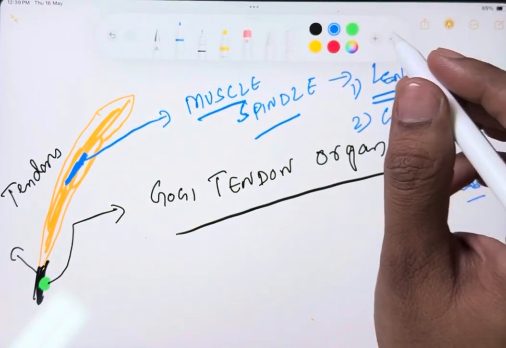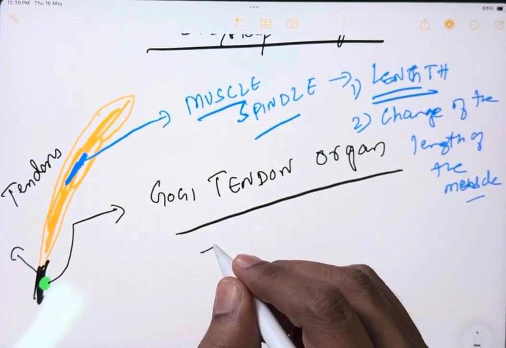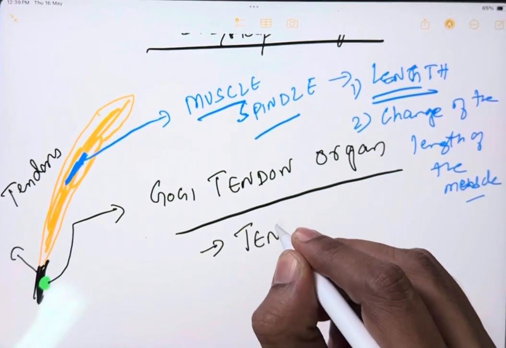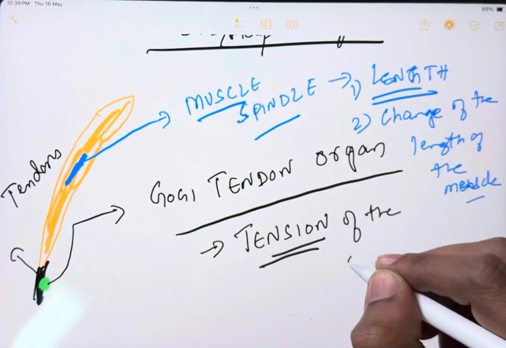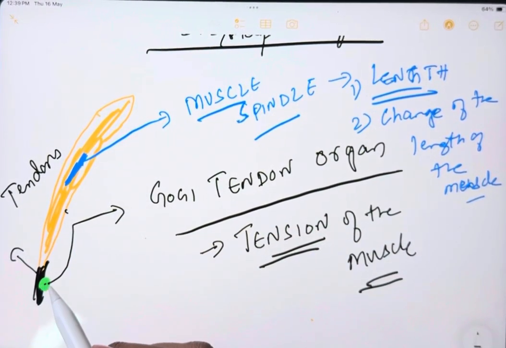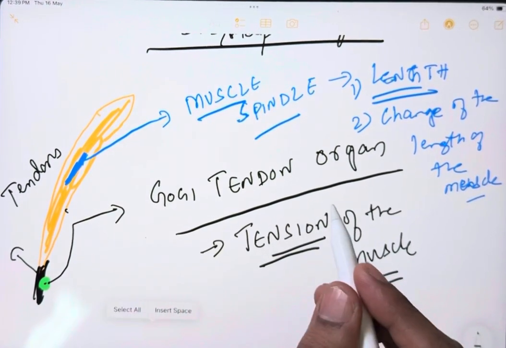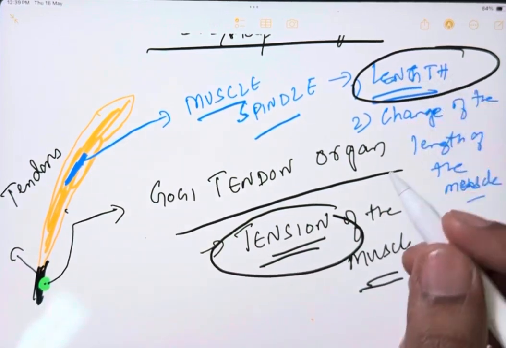Whereas the Golgi tendon organ detects the tension in the muscle and the change in the tension of the muscle fibers. So that is the basic difference between the muscle spindle and the Golgi tendon organ. The Golgi tendon organ detects the tension, whereas the muscle spindle detects the length. That is the basic difference.